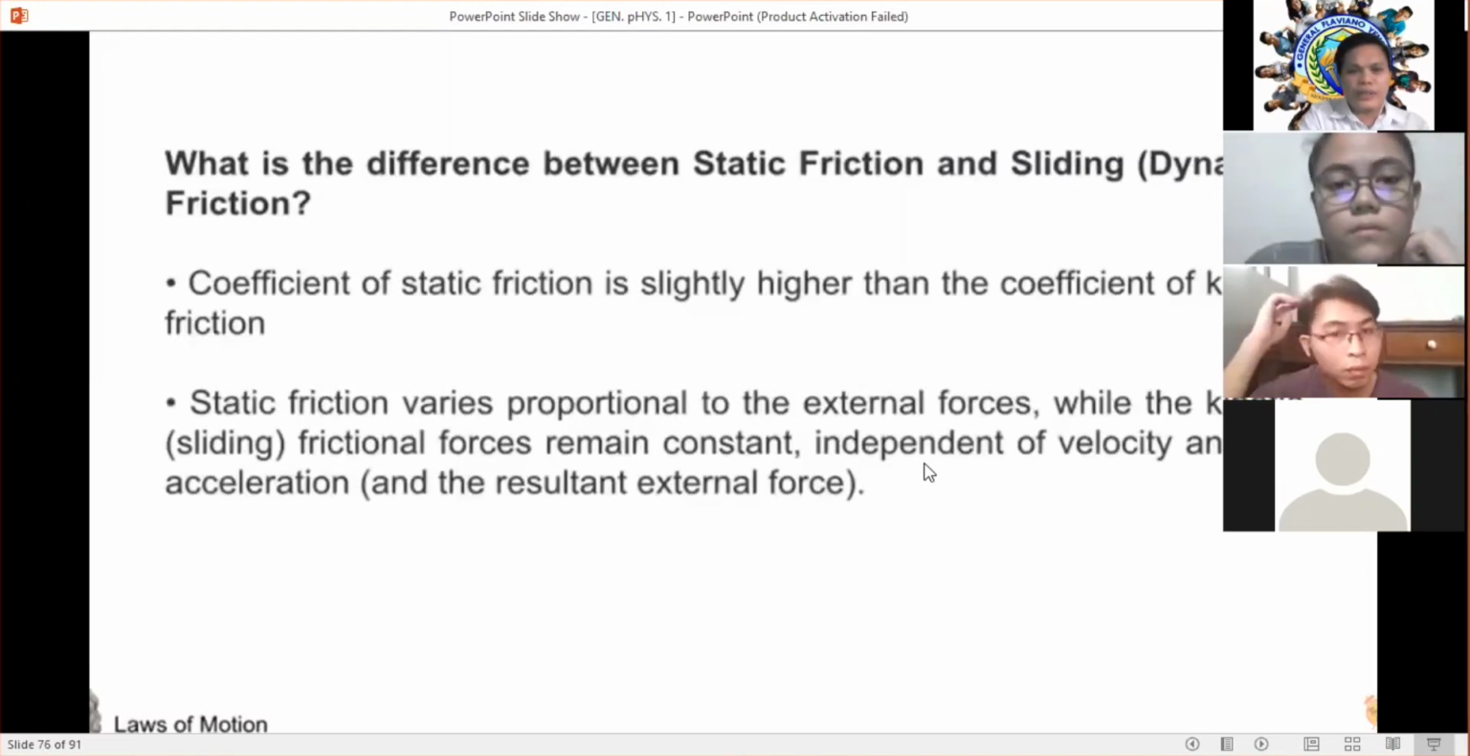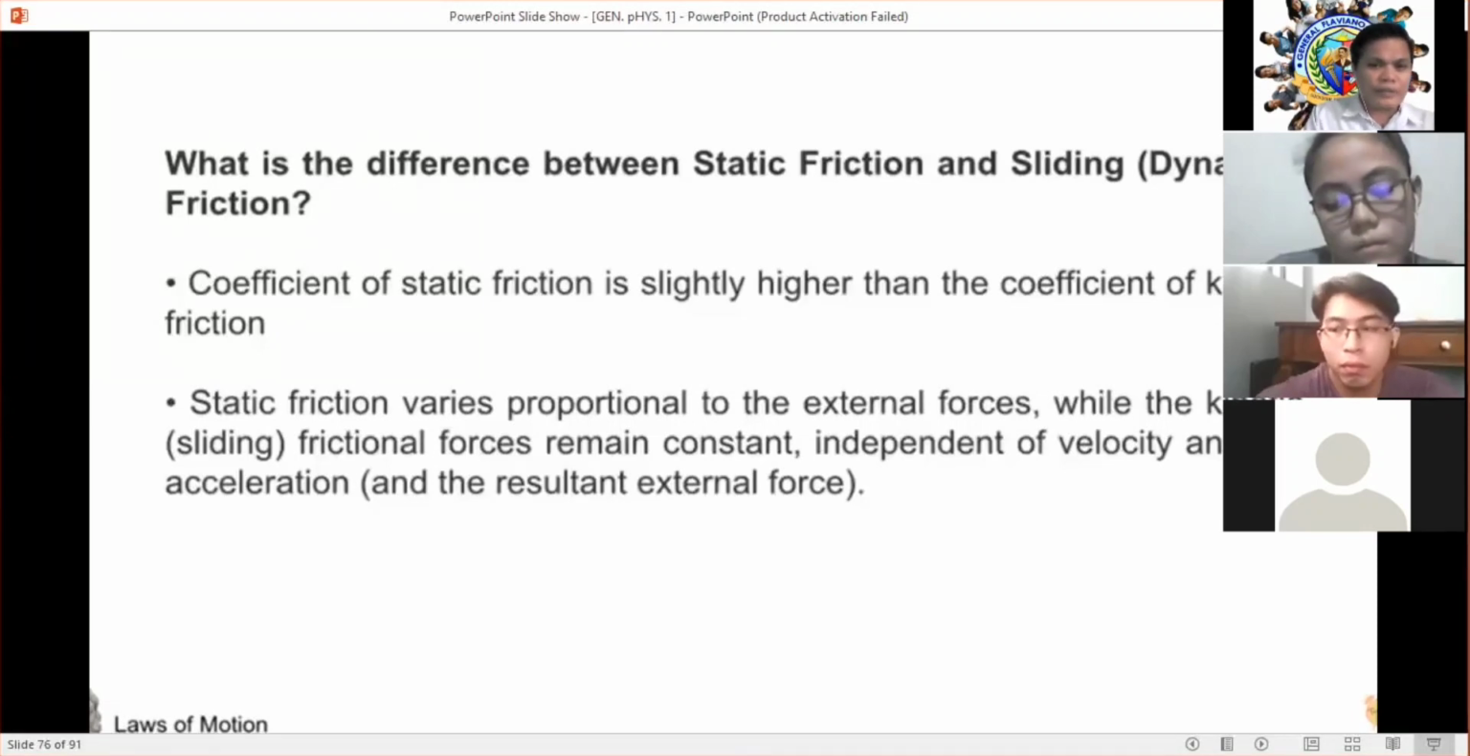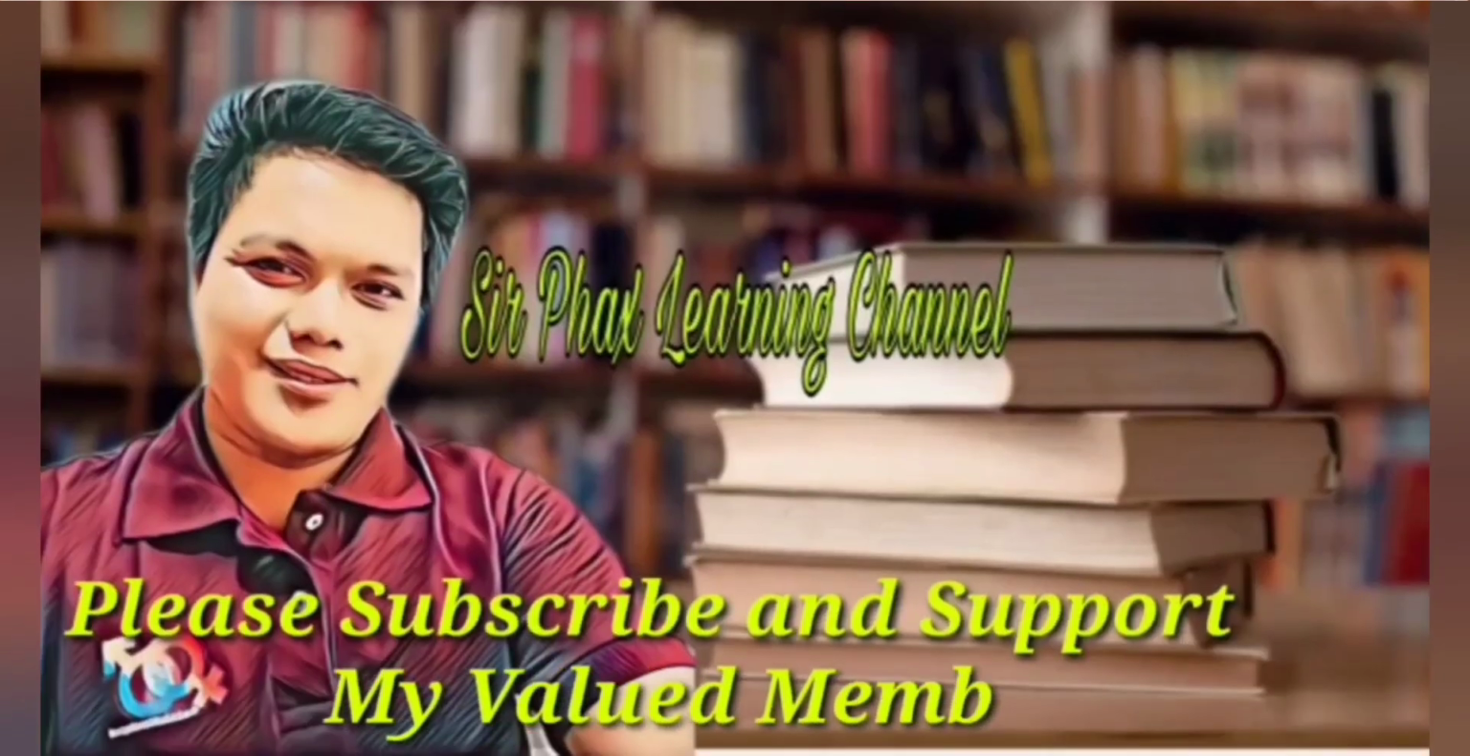So the difference between static friction and sliding friction is the coefficient, wherein the coefficient of static friction is slightly higher than the coefficient of kinetic friction. Static friction varies proportionally to the external forces, while kinetic friction remains constant, independent of velocity, acceleration and the resultant external force. As we go along in our discussion of the second law, I think we can also include static and kinetic friction. Okay?